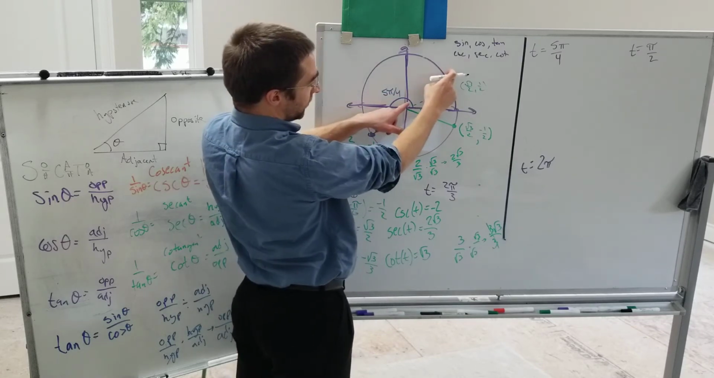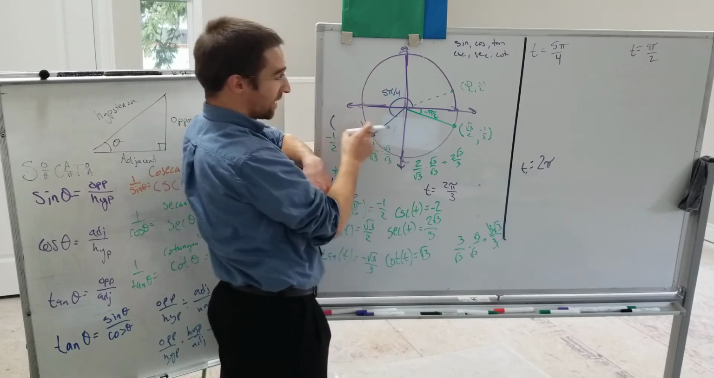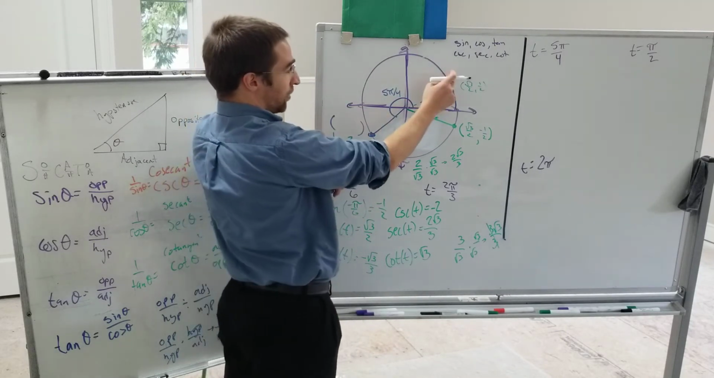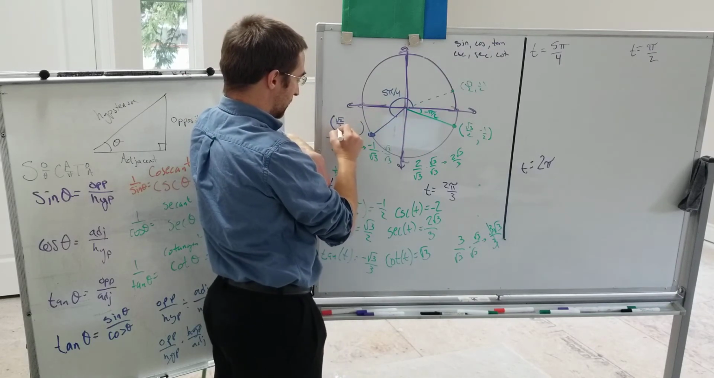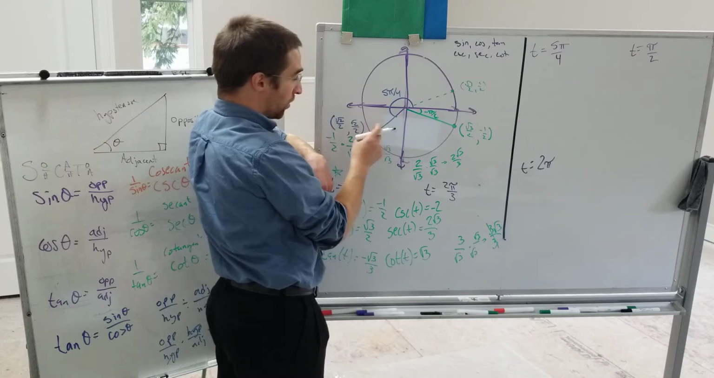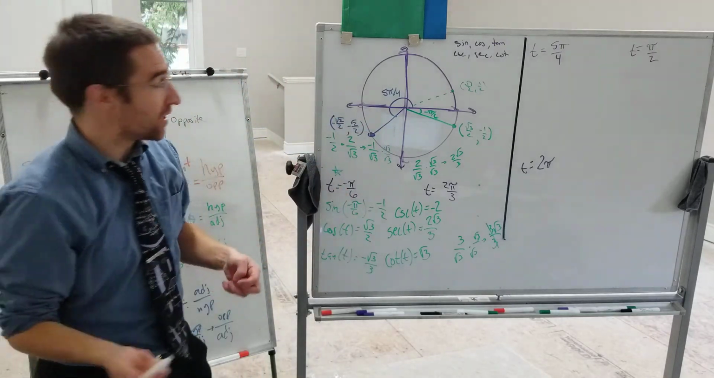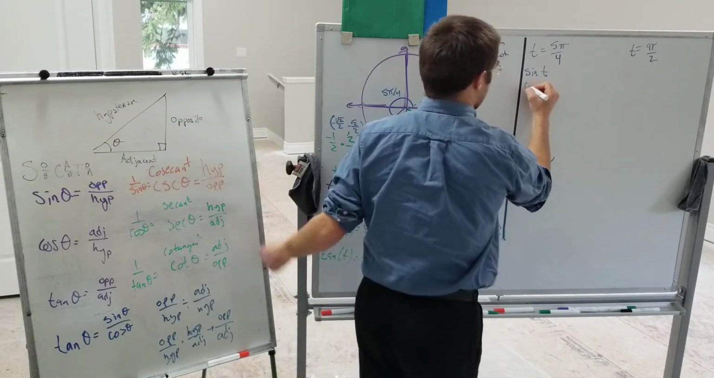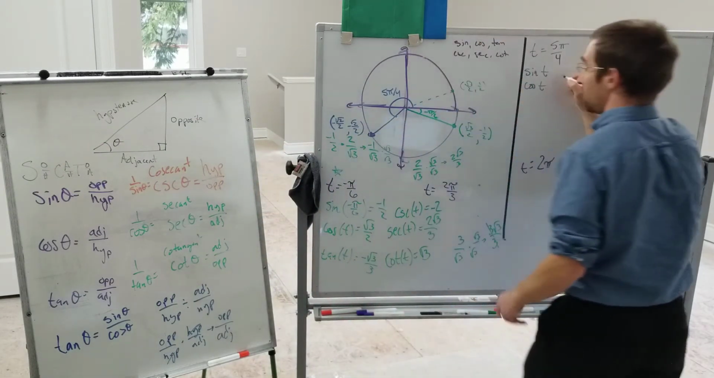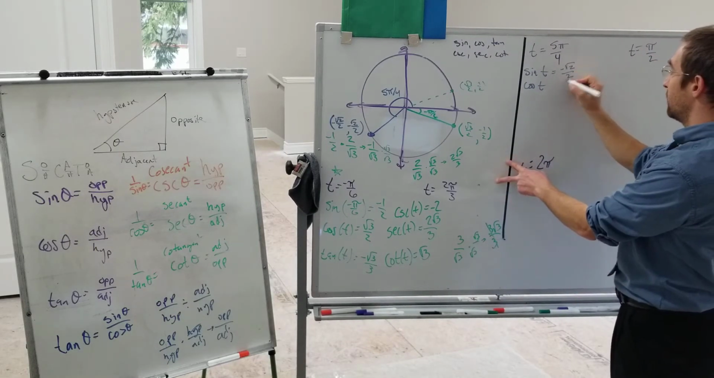It's the pi over 4, reflected and reflected. So it's going to have a negative x and a negative y. And remember up here, it's root 2 over 2, comma root 2 over 2. But we're in quadrant 3, so they're both negative. So my sine and cosine are both negative here. So sine of t and cosine of t are both negative root 2 over 2.